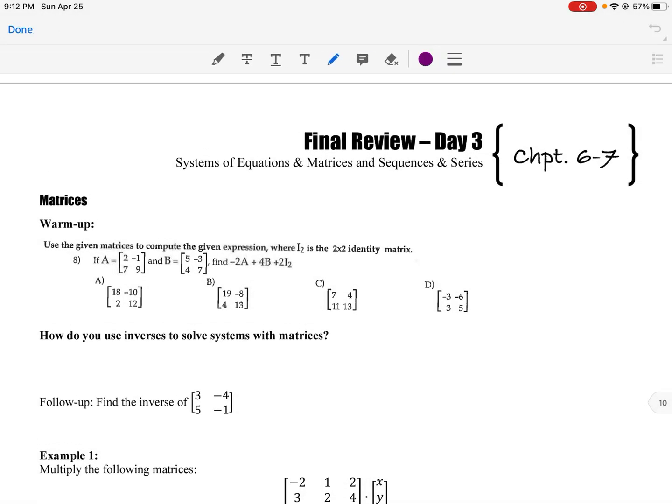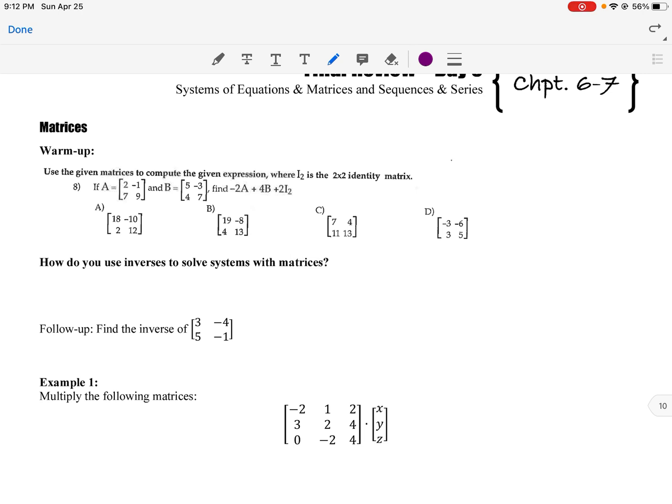Okay, so let's look at this first one. You can probably do it on your own. It says compute the given expression, where I sub 2 is the 2 by 2 identity. So notice they don't make you recognize what that I sub 2 is, but you should know what the 2 by 2 identity is. So in this case, if I take negative 2A, I'm going to go ahead and have negative 4, positive 2, negative 14, 18.